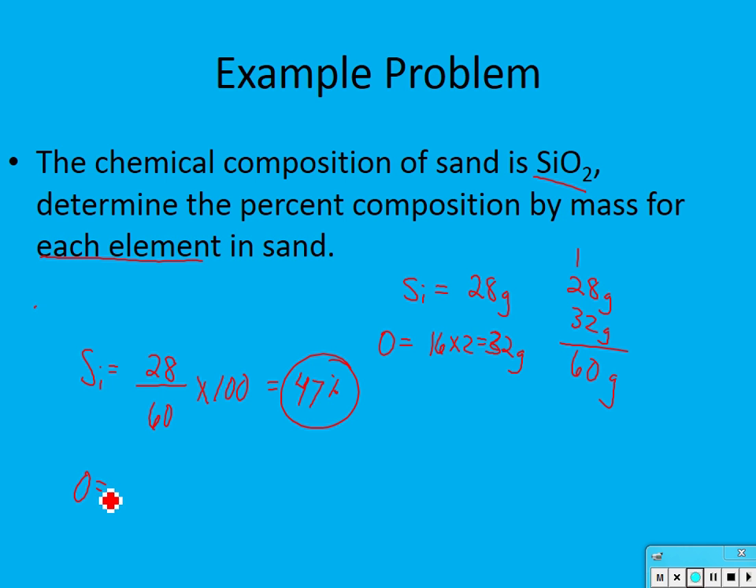Okay, oxygen. The total in this compound that is from oxygen is 32 grams. So I'm going to take 32 and divide it by the total mass of the compound, which was 60, and then times it by 100. So 32 divided by 60, and then times it by 100. I get 53.333. If you round that to the nearest whole number, it's 53%.